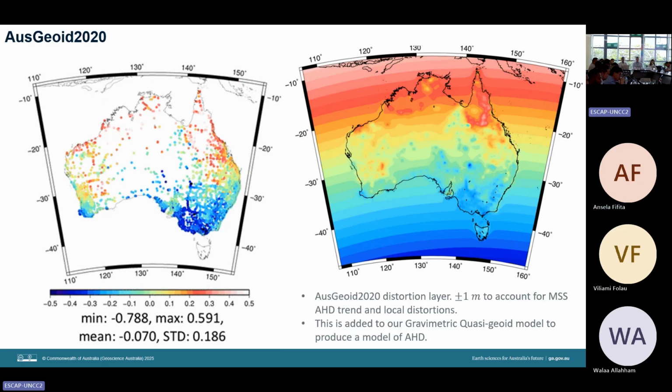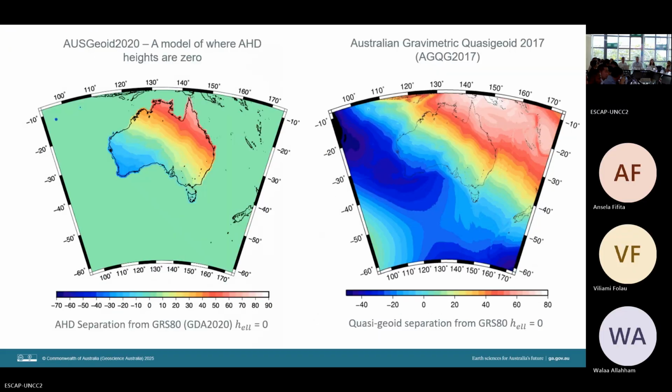Yeah, so we're really forcing it to fit that existing leveling infrastructure, for better or worse. Effectively, it's deliberately including errors to ensure users can access AHD heights via GNSS as if they were connecting to leveled benchmarks. And formally, it's only really defined on those benchmarks.